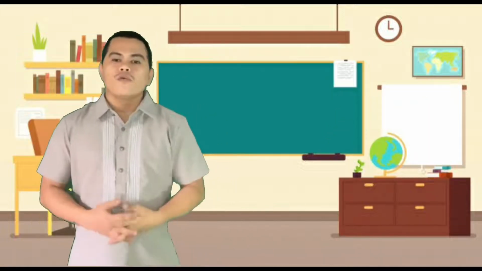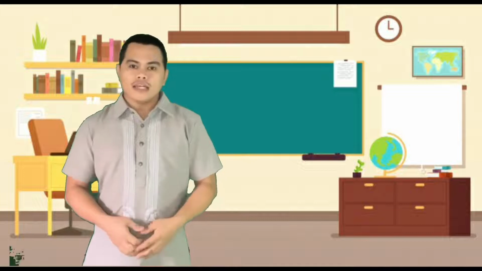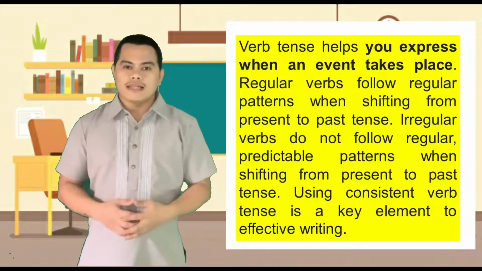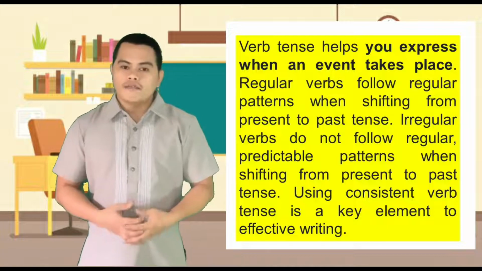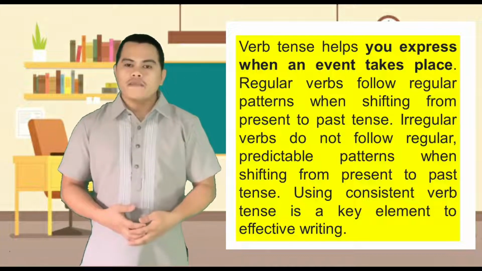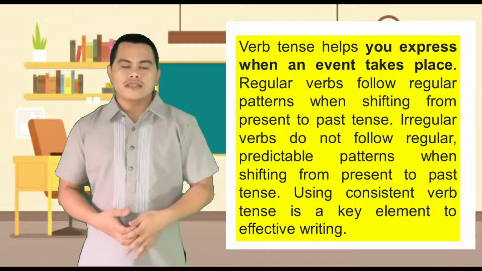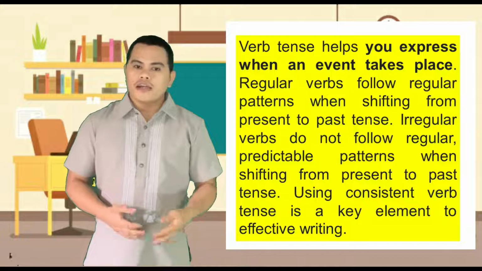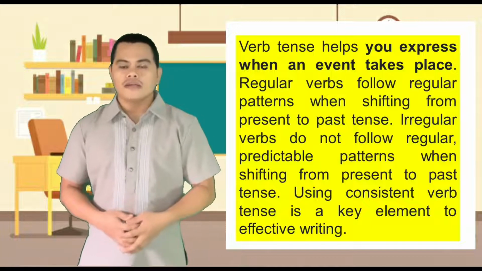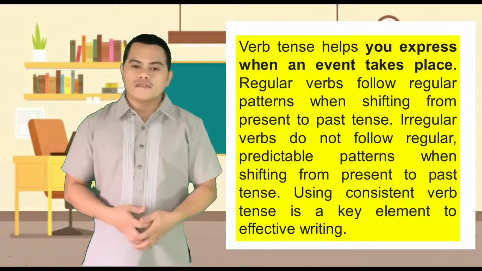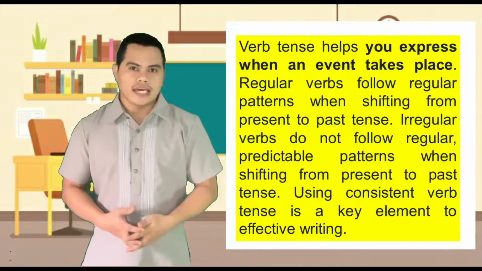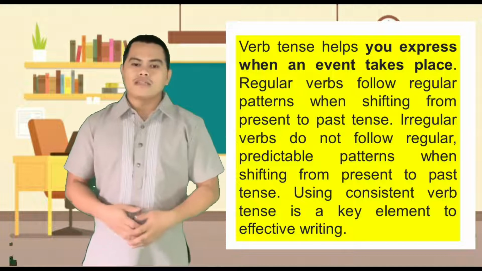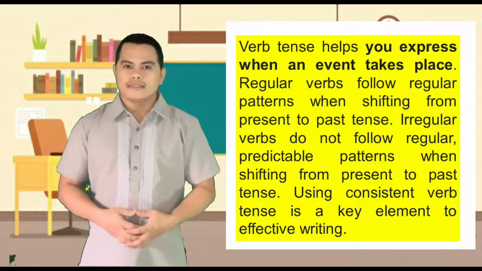Now kids, why is it important to know and study the tenses of the verb? Verb tense helps you express when an event takes place. Regular verbs follow regular patterns when shifting from present to past tense. Irregular verbs do not follow regular, predictable patterns when shifting from present to past tense. Using consistent verb tense is a key element to effective writing.